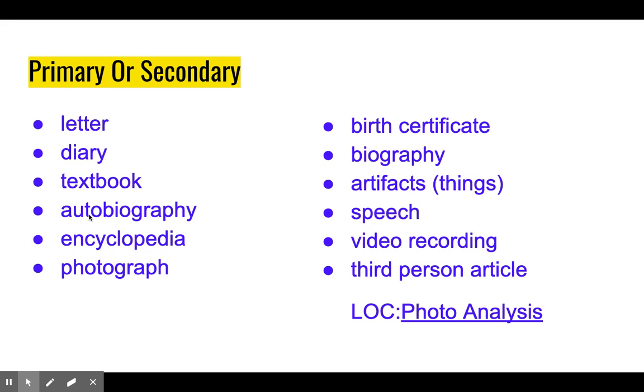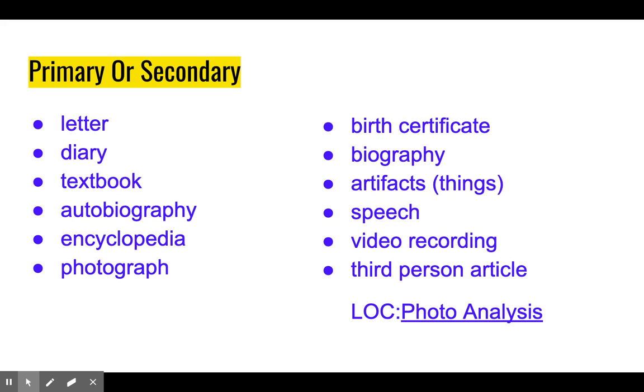What do you think about an autobiography? Auto means self, so this is a story someone writes about themselves. If you guessed primary source, you're right. How about an encyclopedia? If you guess secondary, you're right. An encyclopedia is like a textbook. It's written by people who did not live through the event. They're looking at sources and analyzing it after the fact.